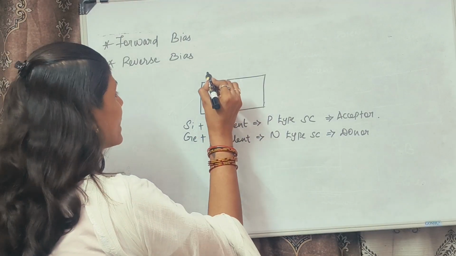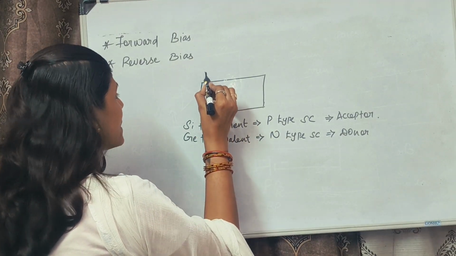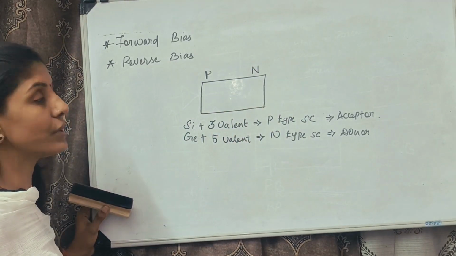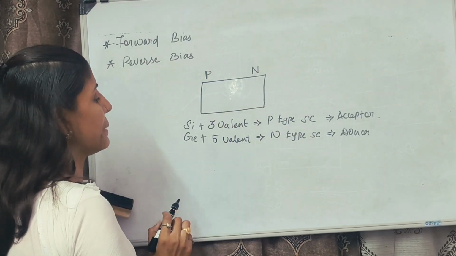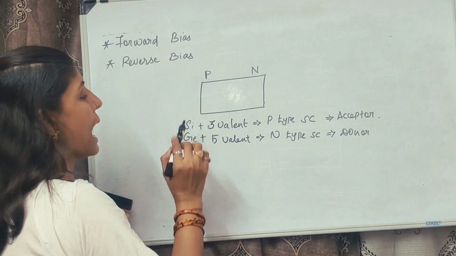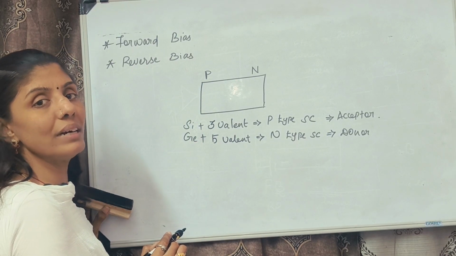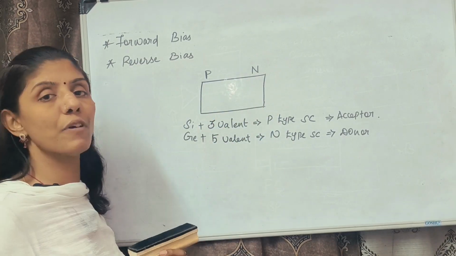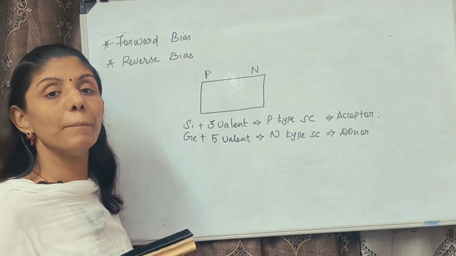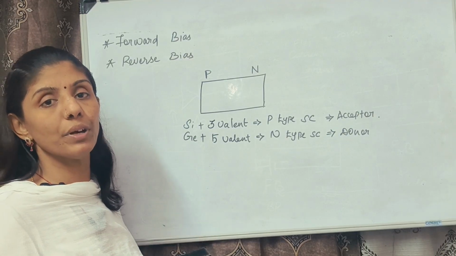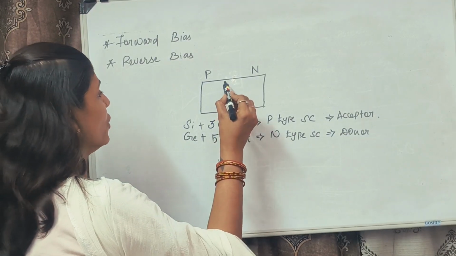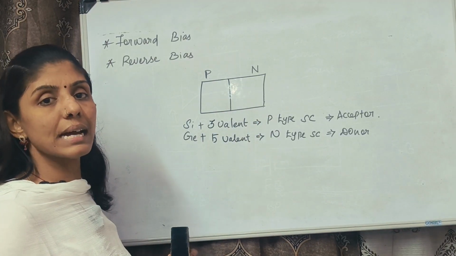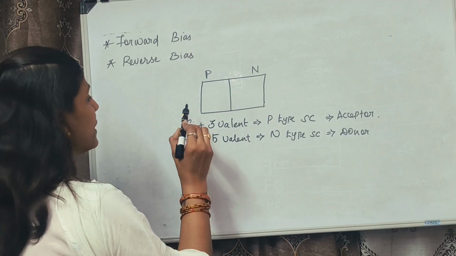Consider this is your p-type semiconductor and this is your n-type semiconductor. How do you fabricate the p-type semiconductor? By adding trivalent impurity to the pure silicon, I mean the intrinsic semiconductor. How can we fabricate the n-type semiconductor? By adding pentavalent impurity to the purest form of silicon. So in a way, I designed a diode. The diode is getting fabricated.